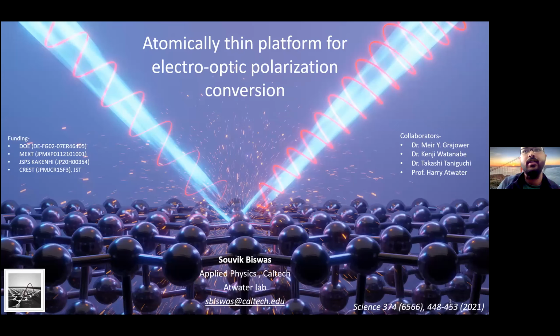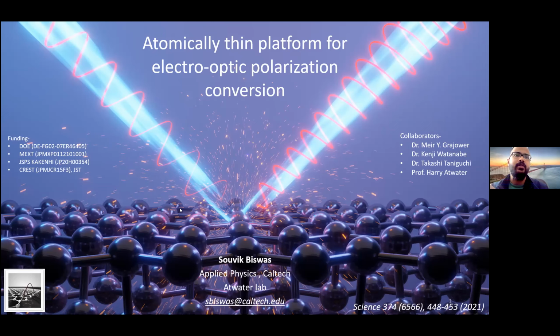Can you all see the slides and am I audible? We can. Okay. So I'd like to thank the organizers for giving this platform today to talk about some of our recent results. I'll be talking mainly about a platform that's atomically thin, and we'll be using that for electro-optic polarization conversion. I'd also like to thank the funding agencies for providing the money, and also the collaborators for a fantastic collaboration, and highlight our recent publication related to this work.